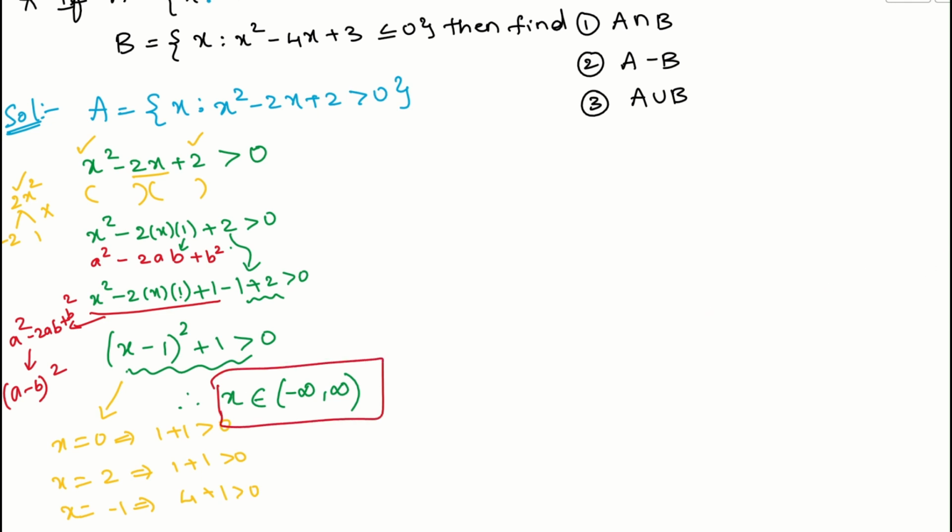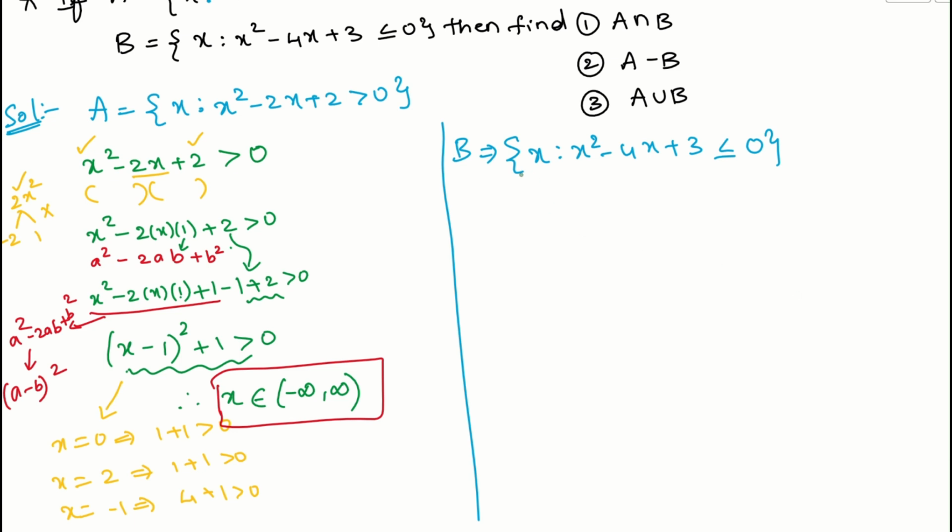Now let us consider how to do set B. Let us consider what set B is. See, I am writing here only so that you can look at it. What is the set B given here? This is x such that x square minus 4x plus 3 is less than or equal to 0, right? I'll be doing it with the green color. So let us consider the quadratic inequality x square minus 4x plus 3 is less than or equal to 0.